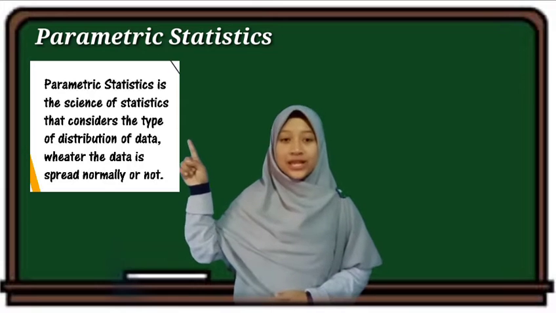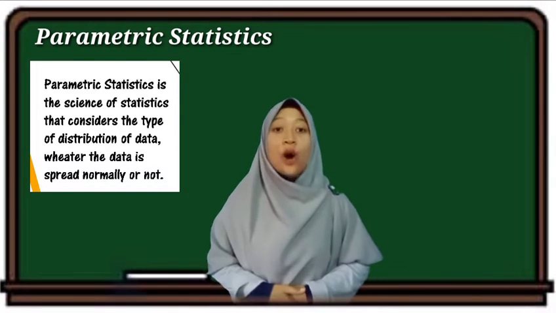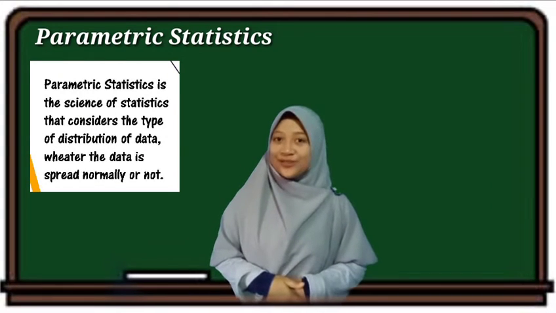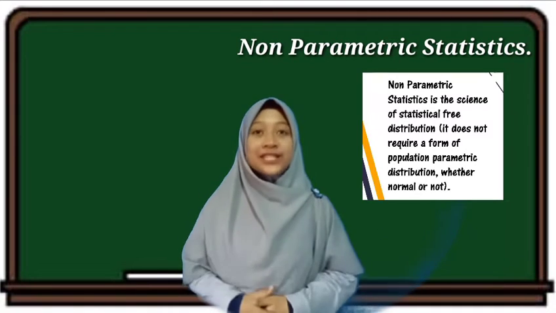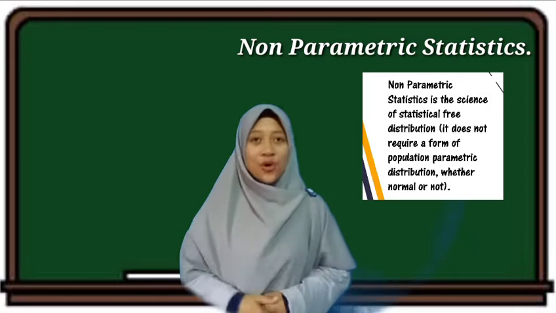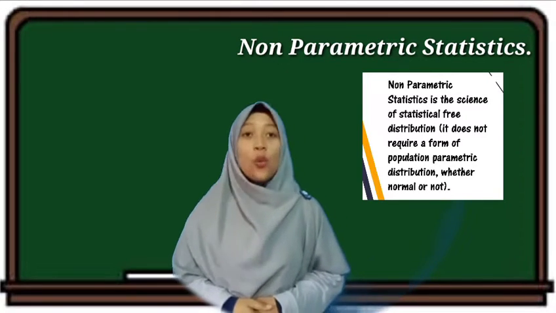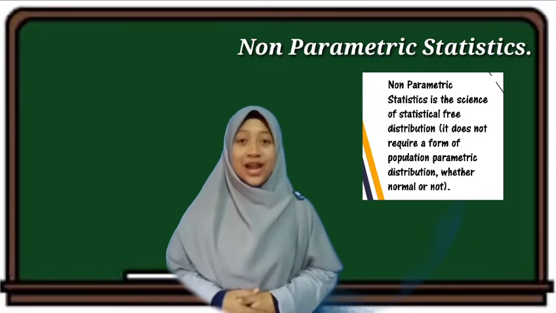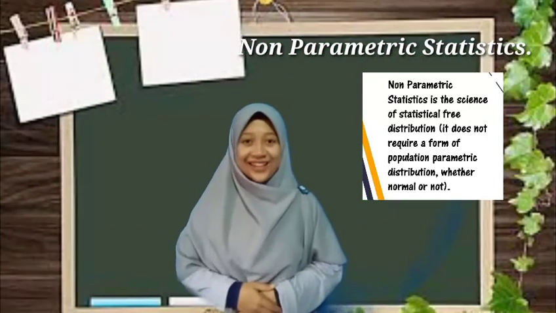Parametric statistics is the science of statistics that considers the type of distribution, whether the data is spread normally or not. While non-parametric statistics is the science of statistics that is distribution free; it does not require a form of the population parametric distribution, whether normal or not. Non-parametric statistics are usually used on nominal or ordinal data scales.